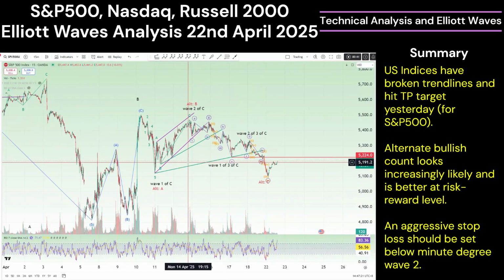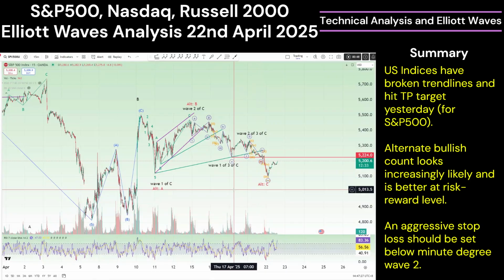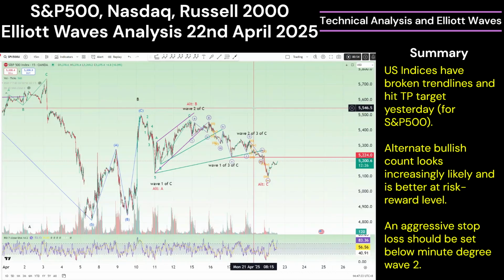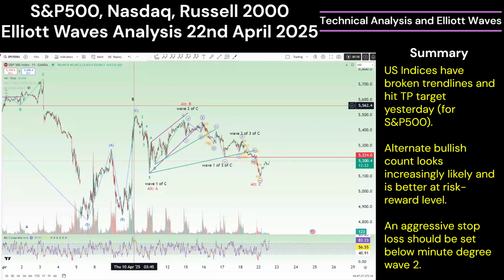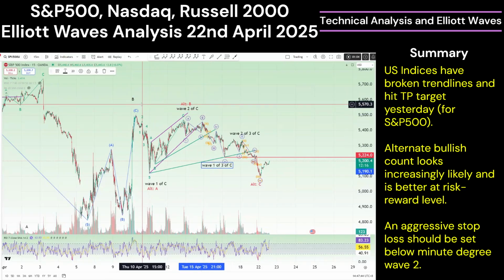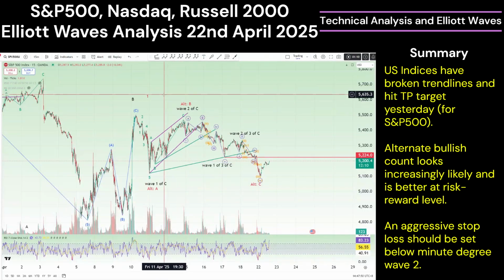The reason is because more and more likely I believe that the alternate count is actually the correct one now. The reason is because of Russell 2000. But here I want to present to you this wave count. What you will be seeing is that these black color ones will not be the correct count, and we'll be following the alternate count, which are the red ones. So this one will be a one.